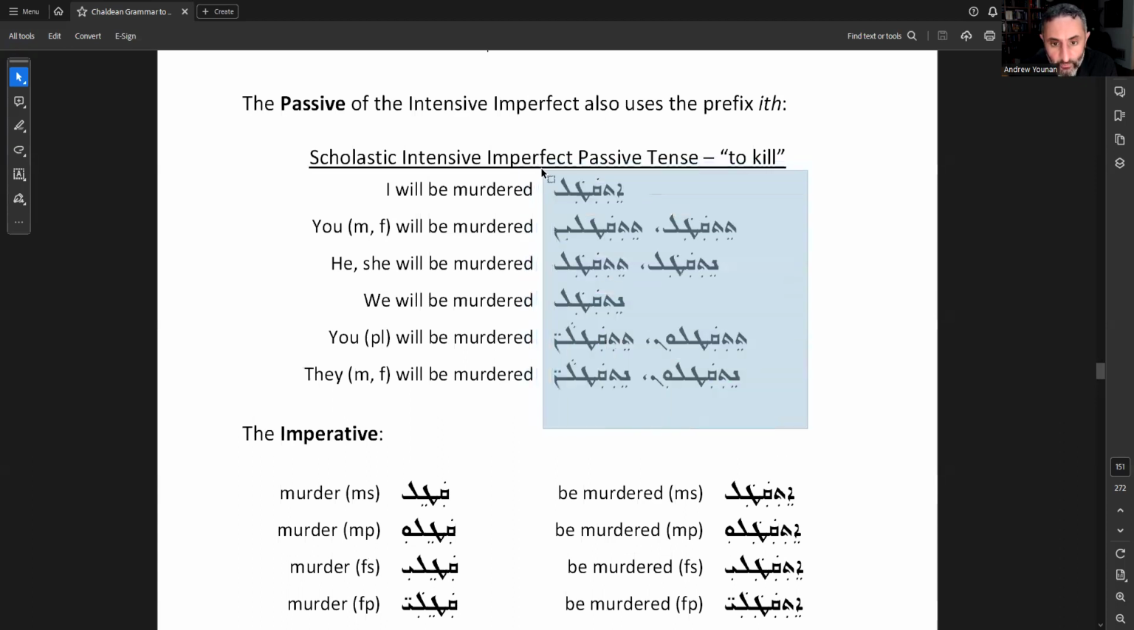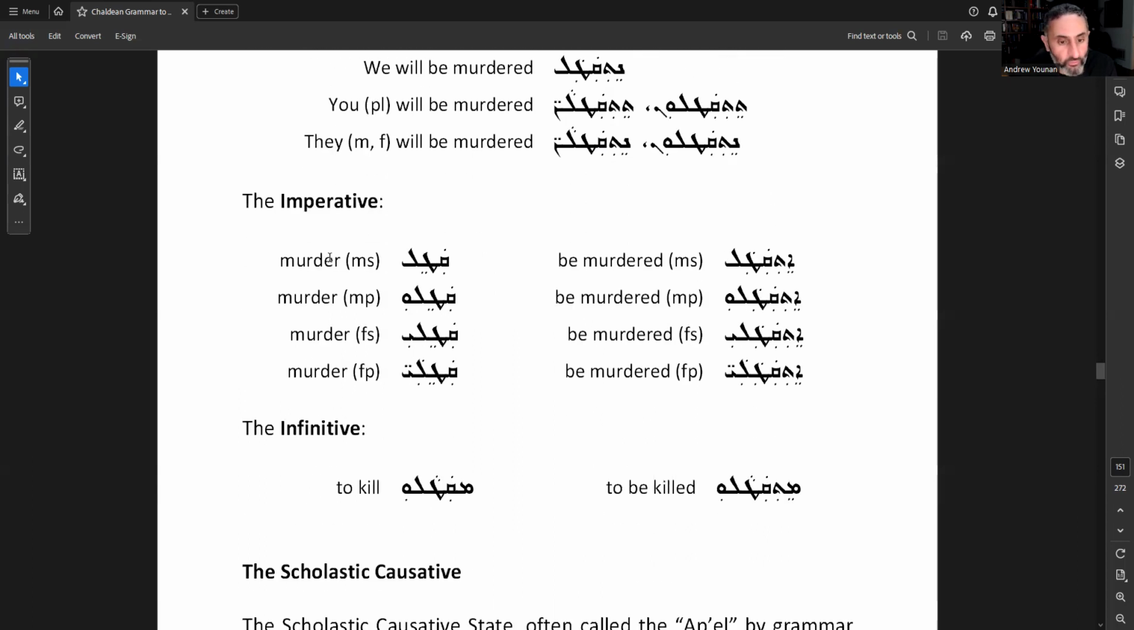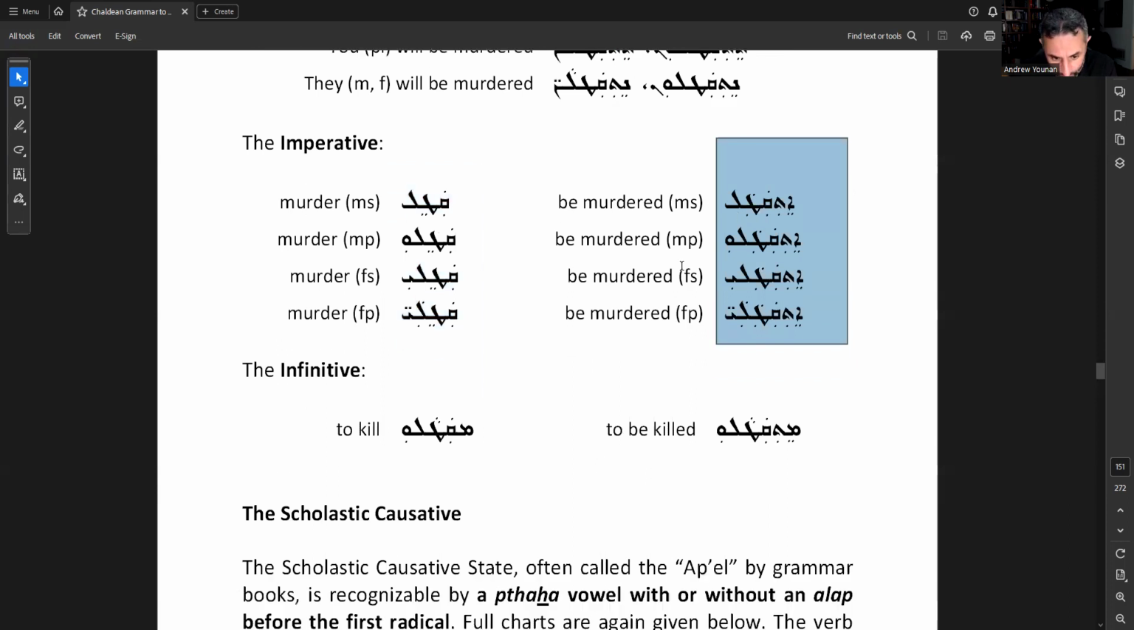Just what you'd expect. And again, we are going to go through all of this over again, but do your best to memorize all this stuff now, so that when we get to the exercises, it'll be really easy for you. The imperative, exactly as you'd guess, qattal. And they all are pronounced that way. Ith qattal for the passive imperative, all pronounced that way.